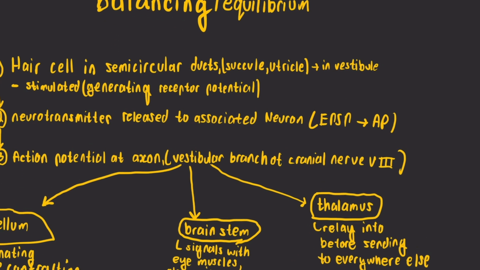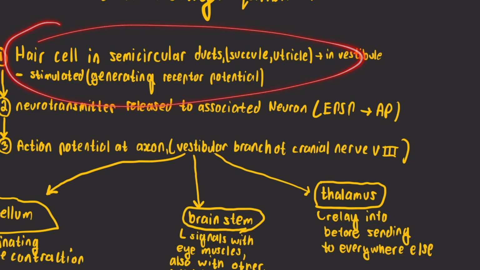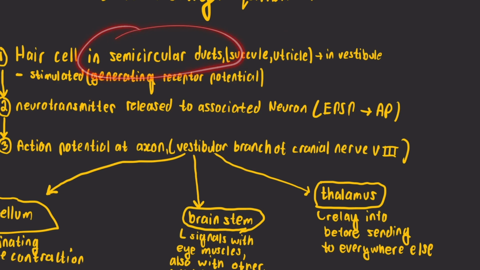So, the first thing that happens when, let's say, you've been hearing something or you've been knocked out or something like that, is that the hair cells in the semicircular ducts, the saccule in the vestibule, will be stimulated. So, what does that mean?